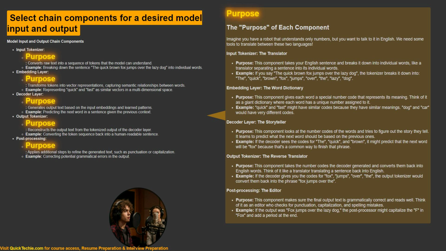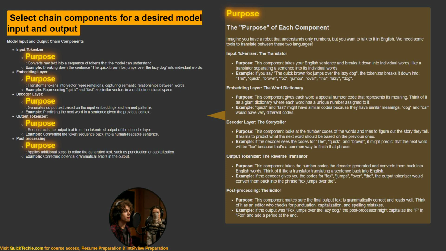Decoder layer, the storyteller. Purpose: this component looks at the number codes of the words and tries to figure out the story they tell. It learns to predict what the next word should be based on the previous ones. Example, if the decoder sees the codes for the, quick, and brown, it might predict that the next word will be fox, because that's a common way to finish that phrase.